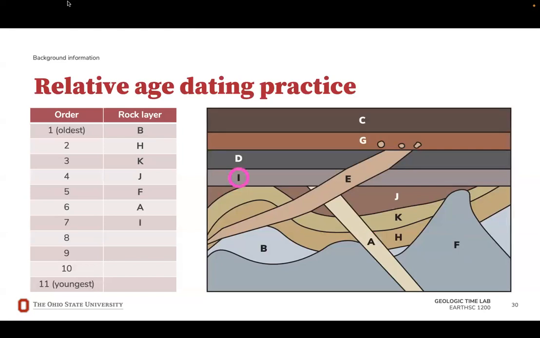Then, layer I was deposited horizontally, followed by layer D. Igneous intrusion E cut through the older rock units but did not intrude into layer G. Layer G was then deposited horizontally, with inclusions of intrusion E incorporated into this rock layer. Finally, rock layer C was deposited horizontally.